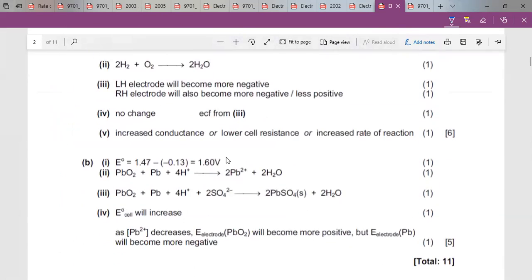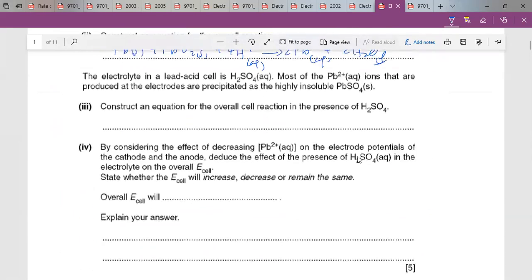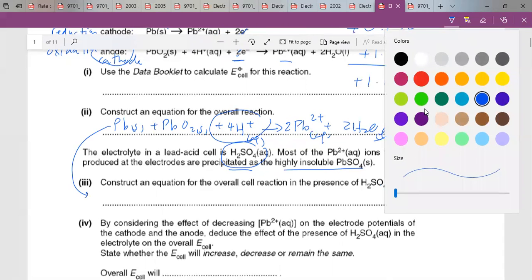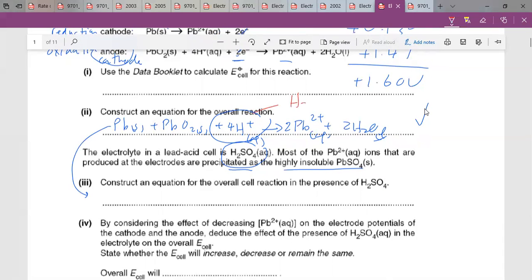Right? 1.60 marks. Okay, so now this equation is another mark here. If the electrolyte in the lead cell is not H2SO4, most of the Pb2+ produced are precipitated as highly insoluble PbSO4. So the overall equation in the presence of H2SO4, you must put down here, this one here, remember SO4, which means this must be H2SO4. This is why you prepare it with H2SO4.